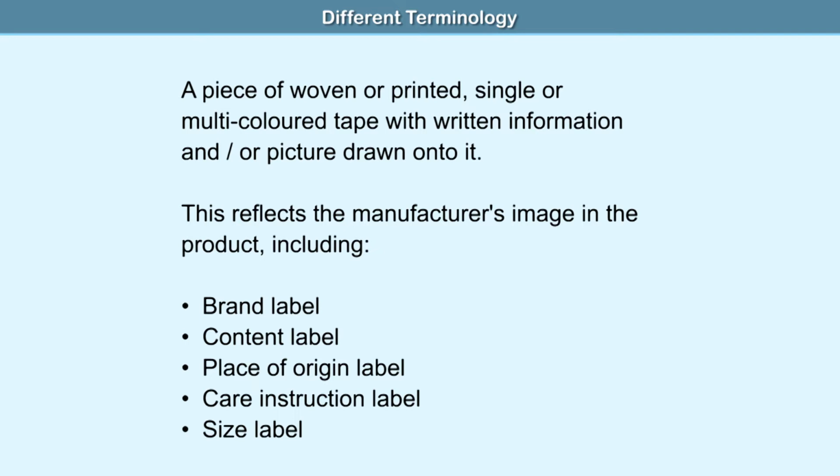This reflects the manufacturer's image in the product, including brand label, content label, place of origin label, care instruction label, and size label. Brand label indicates the brand of the product that has manufactured that particular product. Content label shows the content of the materials used in that kind of product. In case of garments, it is, let's say, cotton or polyester, 60% cotton or 40% polyester, etc. Place of origin label indicates the place where the product has been manufactured. Care instruction label indicates how we need to take care of the product in the longer run, and size label indicates the size of which the product is made.